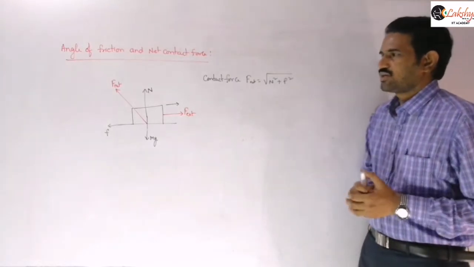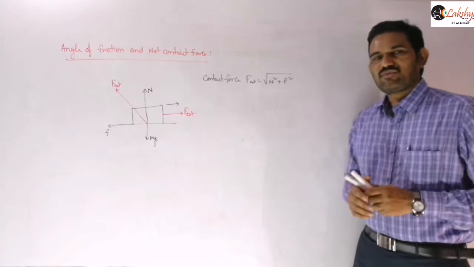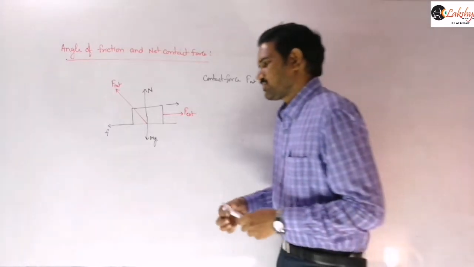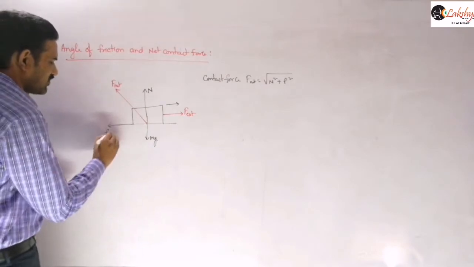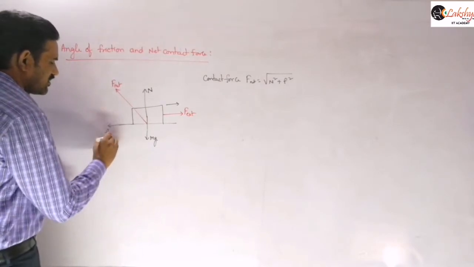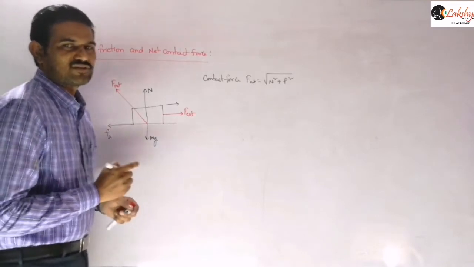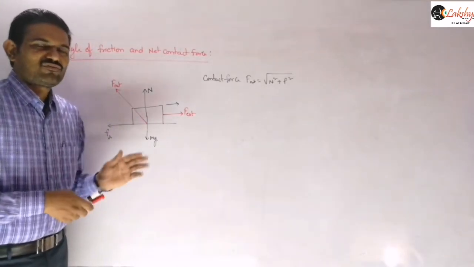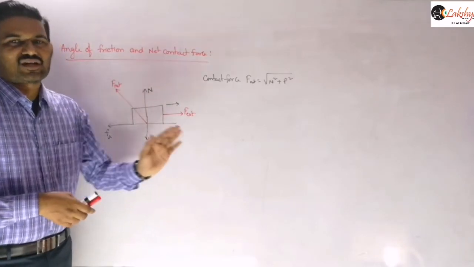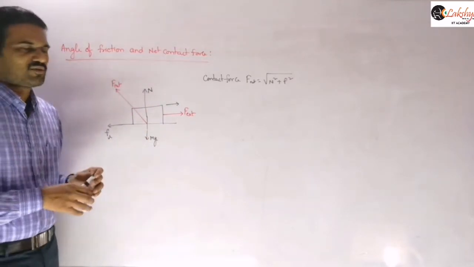Now, the angle of friction applies when the body is ready to move, that is, when the frictional force is limiting friction. Limiting friction means the maximum possible static friction, that is, the frictional force acting on the body when the body is ready to move. That is what we call limiting friction.